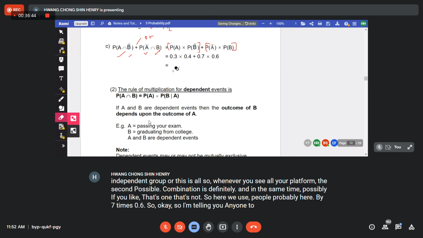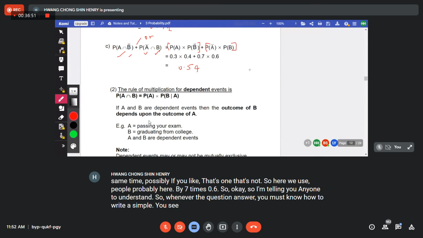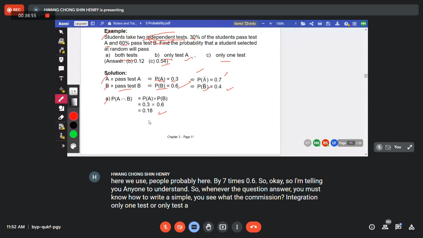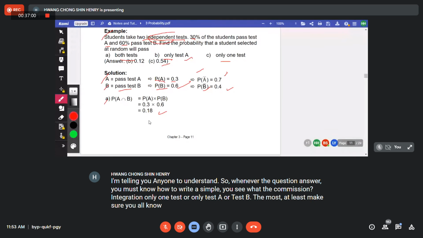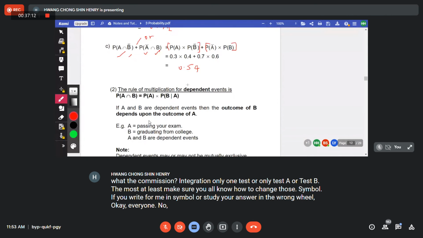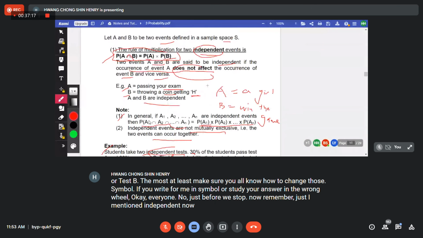Anyone don't understand? So whenever the question asks, you must know how to write the symbol. You see what's the condition in the question. Only one test, or only test A, or test B, the most, at least. Make sure you all know how to change the symbol. If you write wrongly in the symbol, most likely you will answer in the wrong way. Okay, everyone?